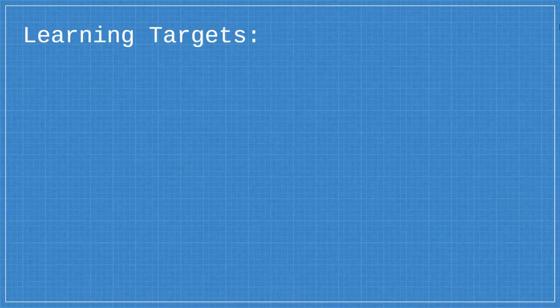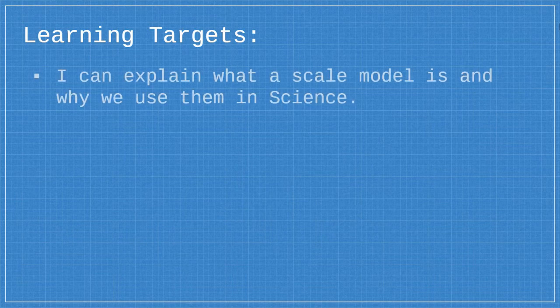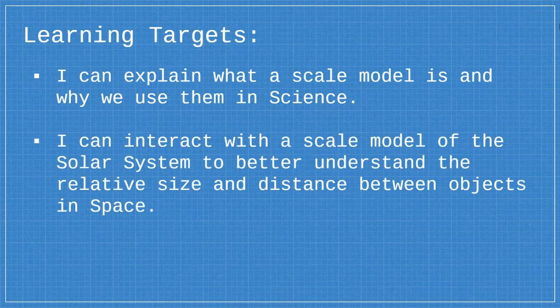So you have 3 goals for today. Your first goal is to really understand and explain what a scale model is and why we use them in science. We use models all the time in science, and specifically today we're going to be looking at scale models. Then, as part of your assignment for today, you are going to be interacting with a scale model of the solar system to help you better understand the relative size and distance between objects in space.